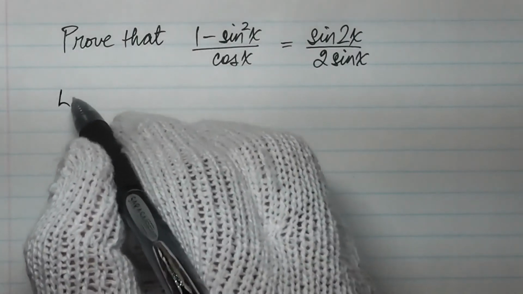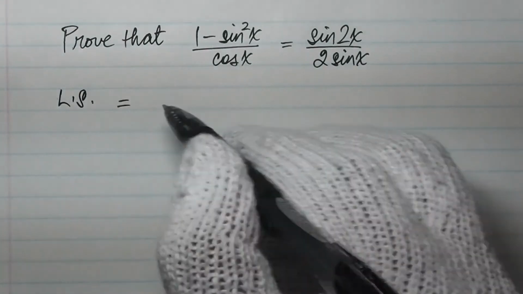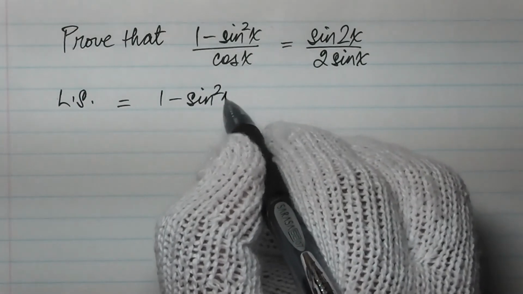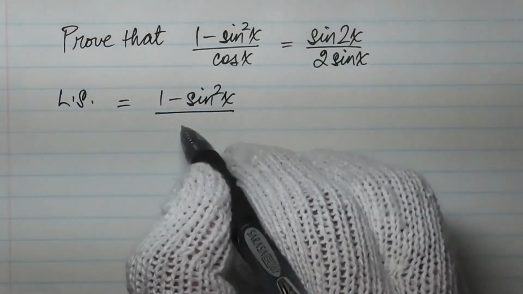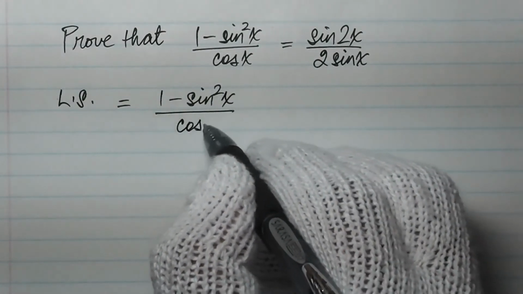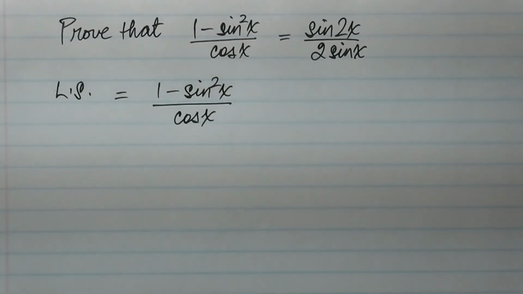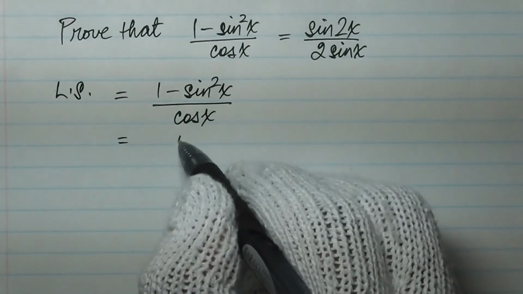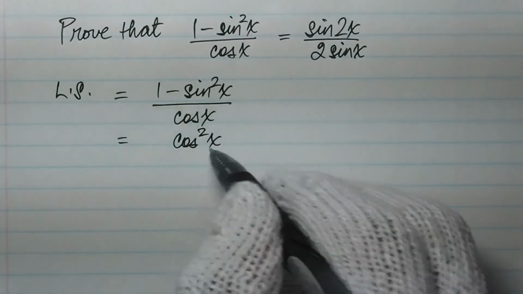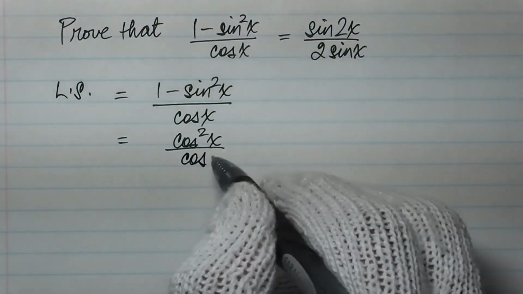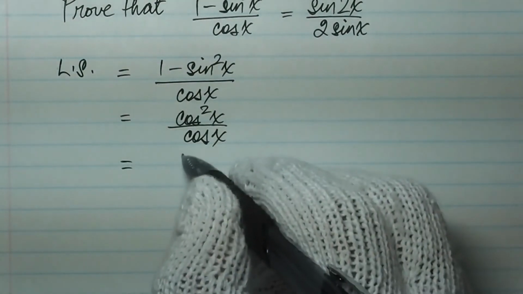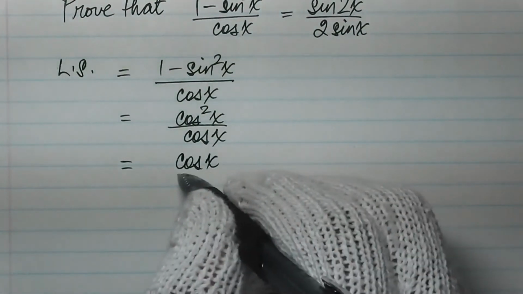So let's start with the left side. The left side is equal to 1 minus sine squared x over cos x. Now 1 minus sine squared is the same as cosine squared x, and then you have cosine x in the bottom. This is going to give us cosine x over 1.